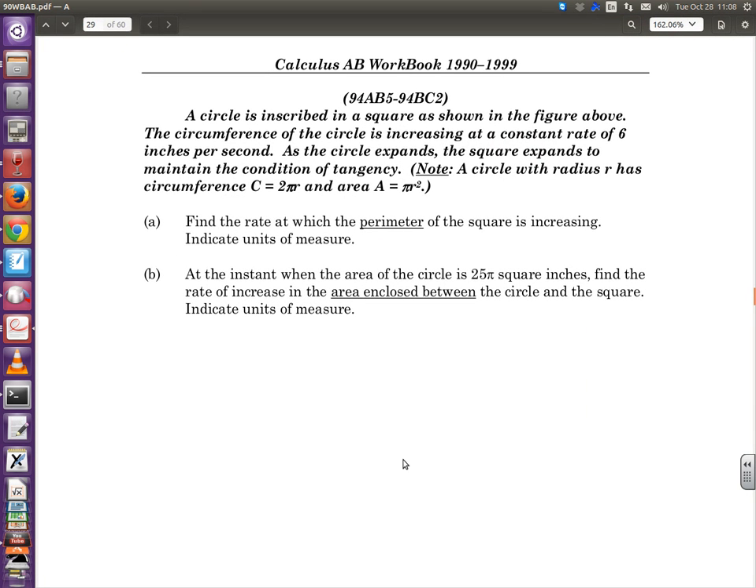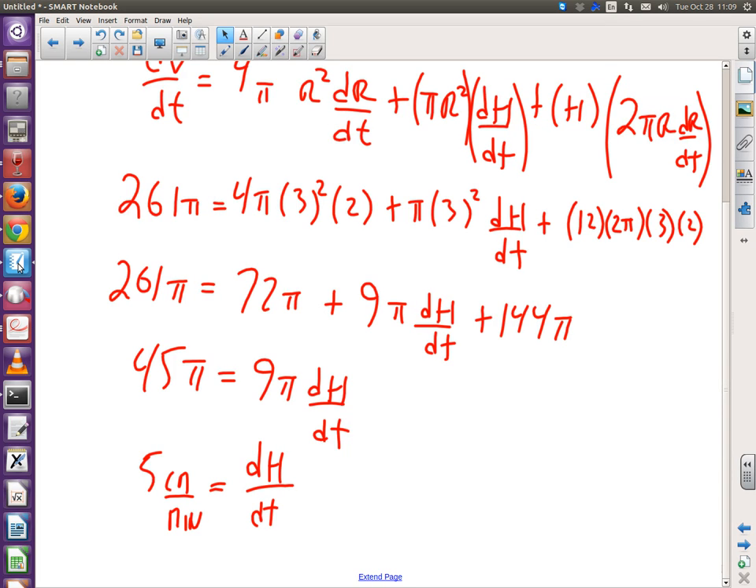A circle is inscribed in a square. This is 9485. As shown in the figure above, we'll just draw our own. The circumference of the circle is increasing at a constant rate of 6 inches per second. All right, so dC/dt is 6 inches per second. As the circle expands, the square expands to maintain the condition of tangency. By the way, what's in parentheses is not given on the BC exam. C is 2 pi r, and A is pi r squared for a circle. Find the rate at which the perimeter of the square is increasing. Indicate units of measure. All right, let's do that.